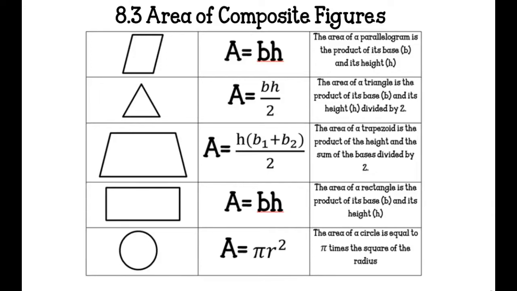Okay, 8.3 is area of composite figures. In this box, you have the formulas for finding area of all the different shapes you might need throughout this section. Again, these are things that we've already worked on, so unless you've come to talk to me, I think you understand this and are good to go to make it a little more tricky now.